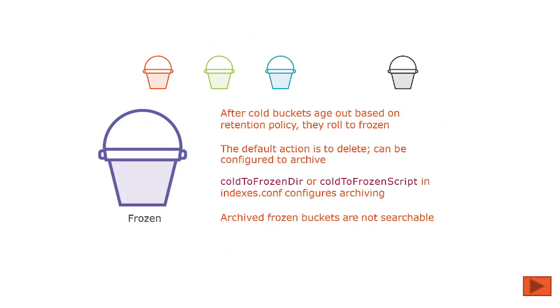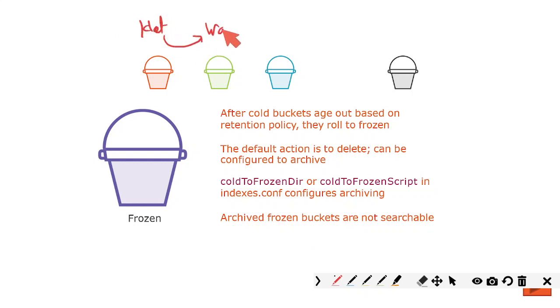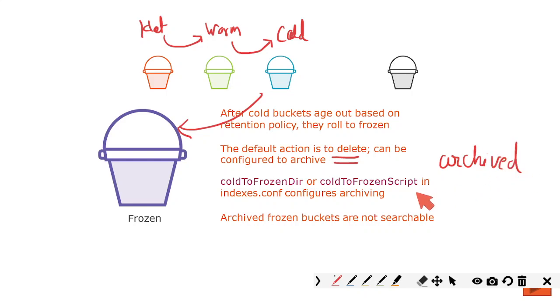So moving on, we also have frozen buckets. The important thing to understand is that from the hot bucket the data is rolled to the warm bucket, and from the warm bucket the data is rolled to the cold bucket. After the cold bucket, if we have not set something explicitly, the data will automatically be rolled to what we call frozen buckets. And the default action is to delete that data. But we can explicitly configure that data to be archived as well.